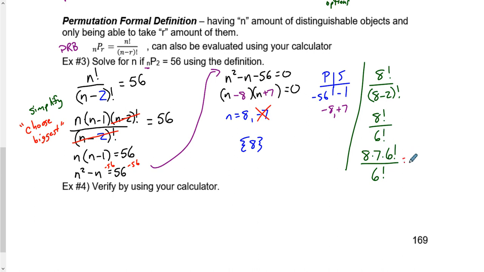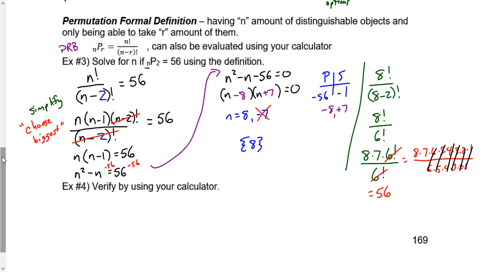So again, I could write this as 8, 7, 6, 5, 4, 3, 2, 1, but then I'd be doing the same thing on the bottom, 6, 5, 4, 3, 2, 1. And then I can do a whole bunch of canceling: 6s, 5s, 4s, 3s, 2s, 1s. Or if I leave it here, 6 factorial over 6 factorial, 8 times 7 is 56, which is exactly what my question is.